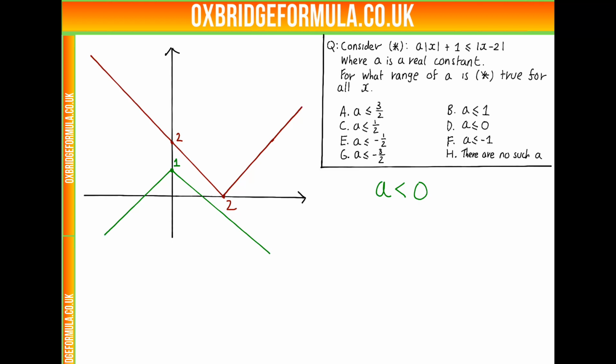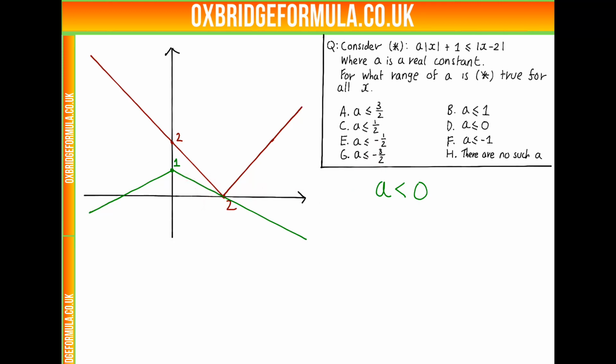So as we move a up, from very negative closer and closer to 0, what will happen is this line will move up and up and become a shallower and shallower gradient until it touches, as so. So if we can work out what the gradient is here, i.e. what a is in this edge case, then whatever number that is, be it minus half, minus 3 over 2, minus 1, etc., then we know that the range of a we're looking for is all a less than this gradient.